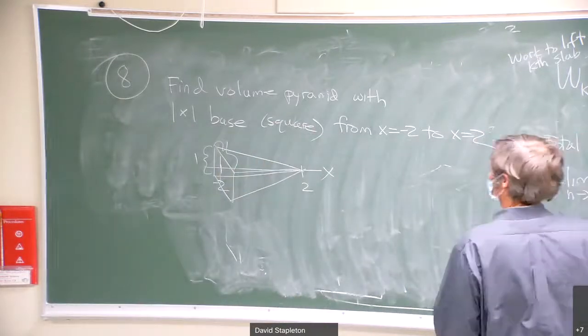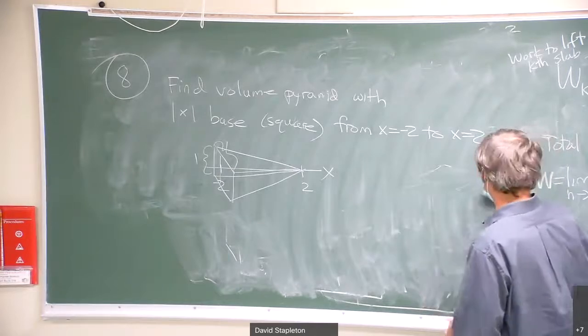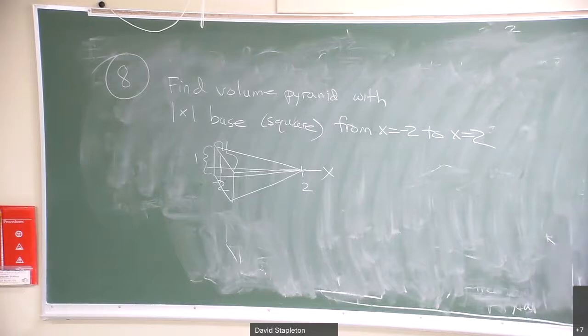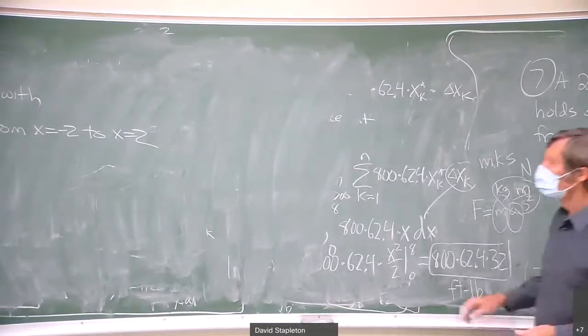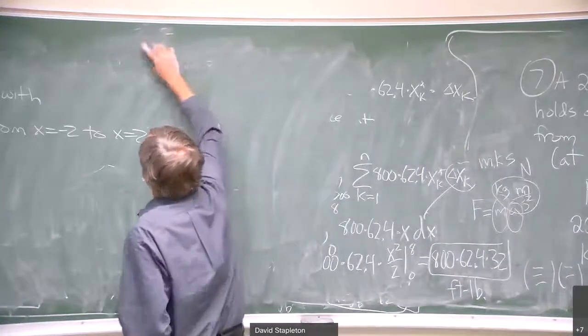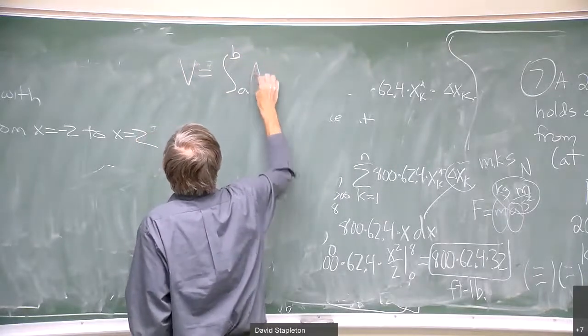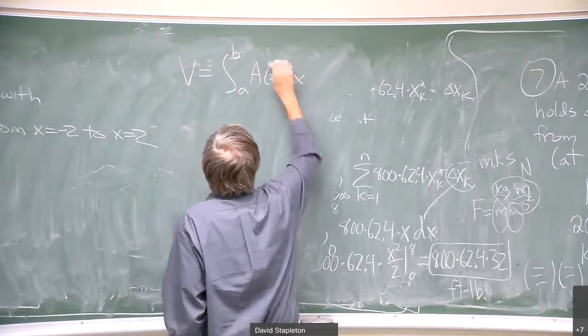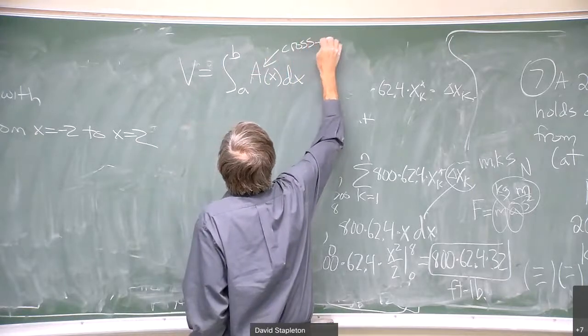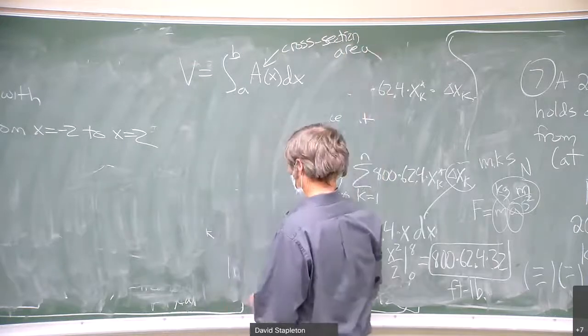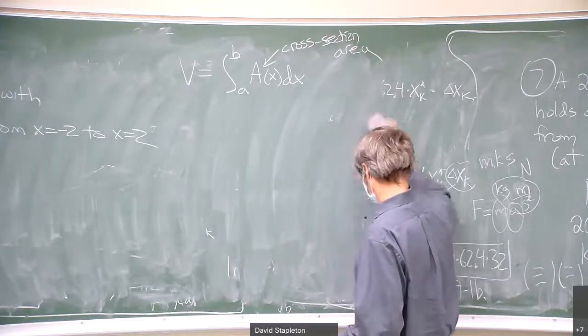So this one, because it's not a solid of revolution, we can't do cylinders, washers, or discs. We only have one method left, right? That's the method of cross sections. The volume is equal to the integral from a to b of the cross-sectional area, A of x dx. That's the formula we use to derive the cylinders and washers, or the washers and discs anyway.